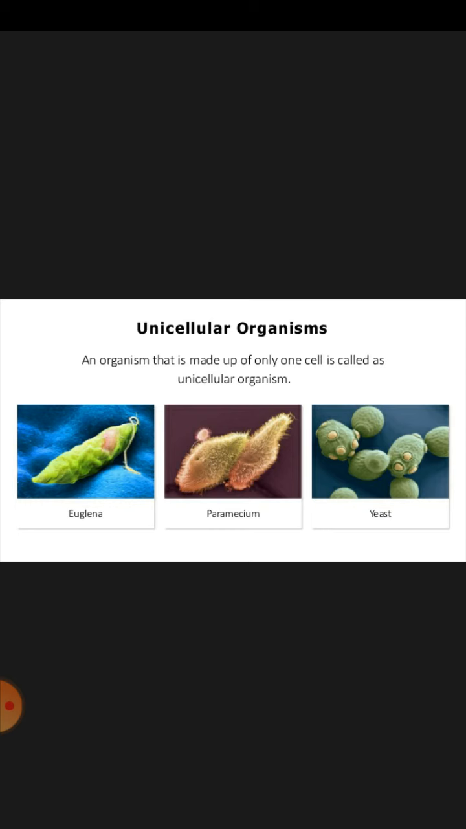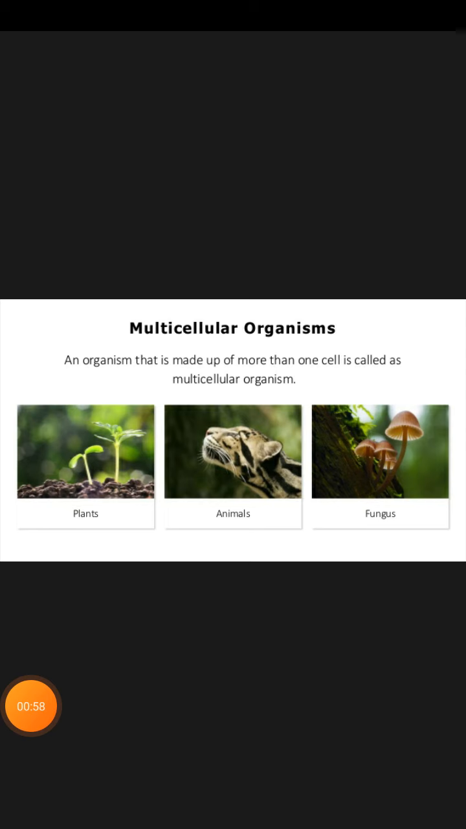So let's talk about the unicellular organisms. Organisms made up of one cell are called unicellular. For example, Euglena, Paramecium and yeast. Second one is multicellular organisms. Those organisms which are made up of more than one cell are considered as multicellular organisms. For example, plant, animal and fungus.